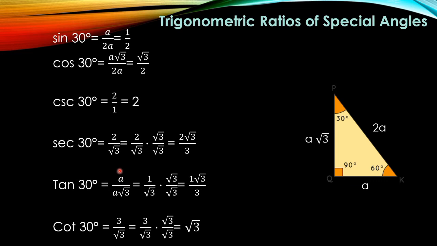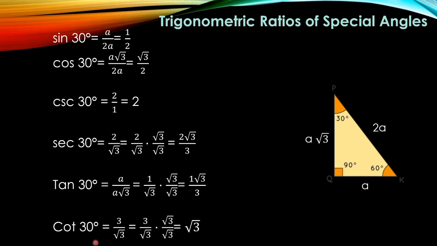Rationalize the denominator. So we will multiply both numerator and denominator by the square root of 3. 2 times the square root of 3, ipagdikit lang sila. Next, 3 times 3 is 9. The square root of 9 is 3. Therefore, secant 30 degrees is 2 the square root of 3 over 3.